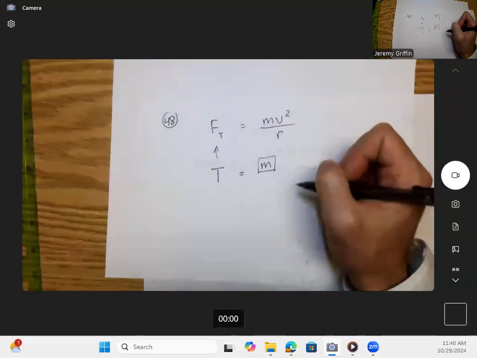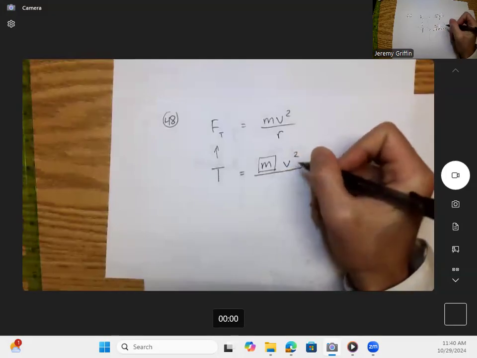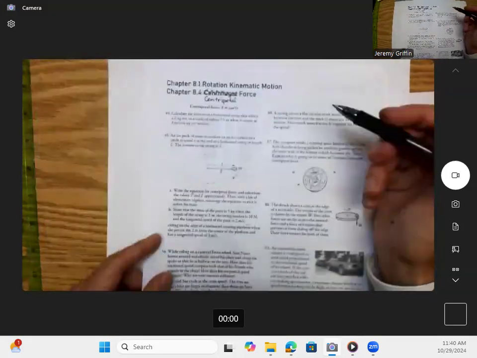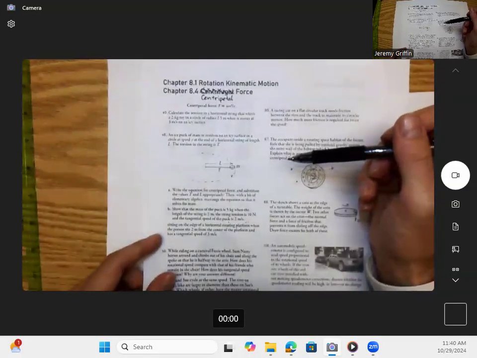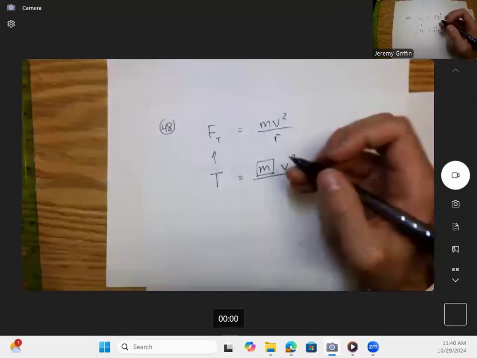They went ahead and said speed v. That's being squared here. And instead of r, guys, what property of the string represents the radius r? How about the length of the string? Right, the length of the string L.